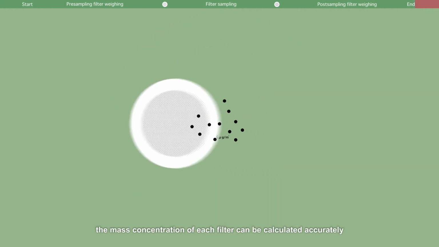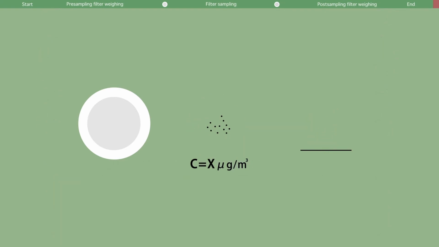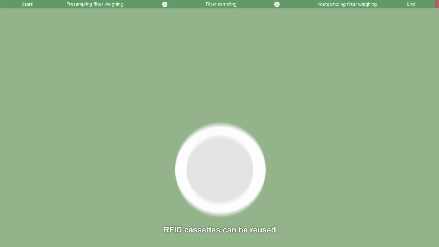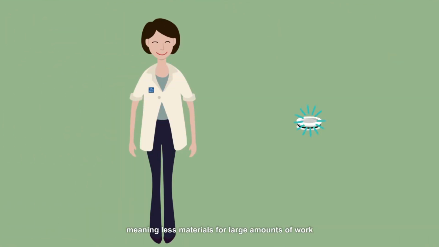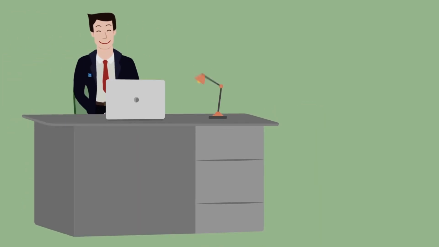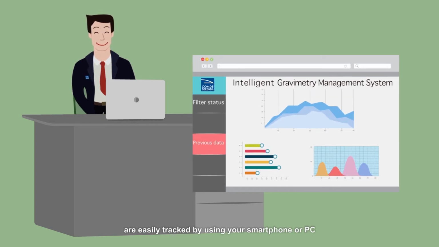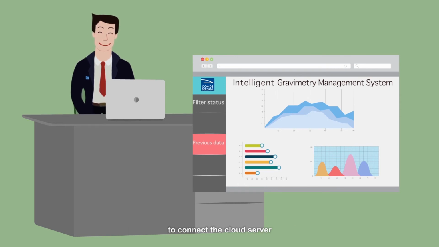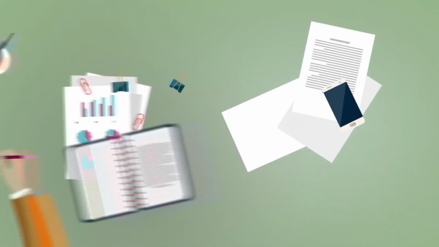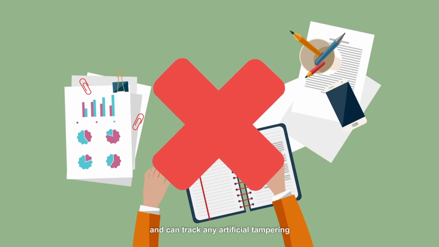Here, the mass concentration of each filter can be calculated accurately by using the relevant data. RFID cassettes can be reused, meaning less materials for large amounts of work. Historical data and the status of each filter are easily tracked by using your smartphone or PC to connect the cloud server. The entire process is well controlled and can track any artificial tampering.